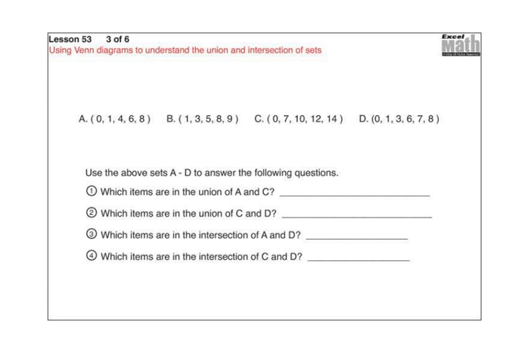All right, now we're going to do some problems here. We'll do numbers 1 and 3, and then I'm going to have you do 2 and 4 on your own. Use the above sets, A through D, to answer the following questions. So number 1 says, which items are in the union of A and C? Union means we put them both together, we take all the numbers. So first I'm going to put a parentheses. You go ahead and write this.